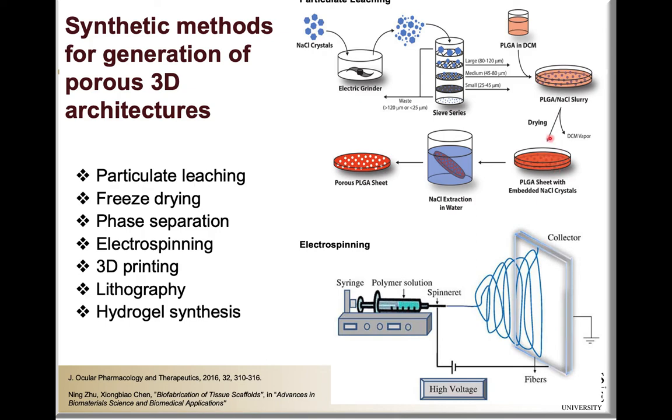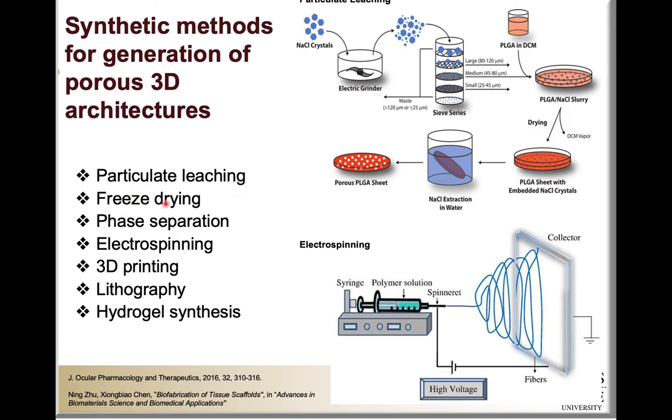And then we can submerge that solid polymer composite into water, where now the salts are going to be extracted because the salt is soluble in water while the polymer is not. And so at the end, what you're left with is the porous PLGA sheet. So that's particulate leaching, where we're using the salt to create the pores and that salt is later removed.